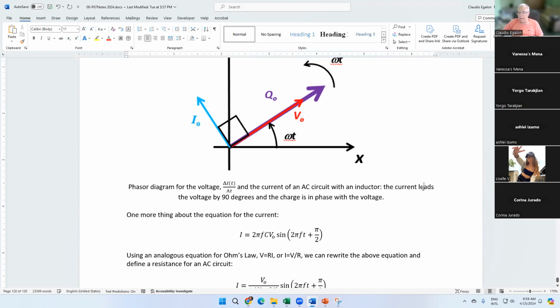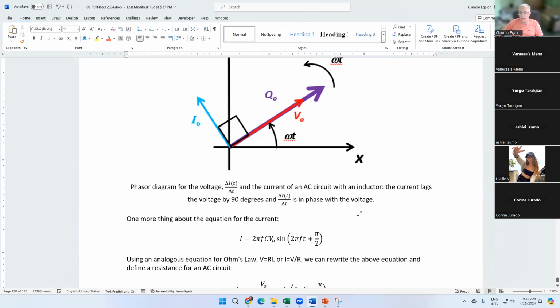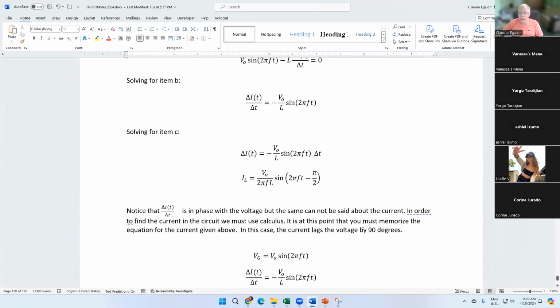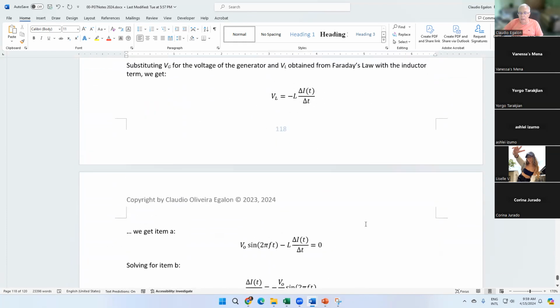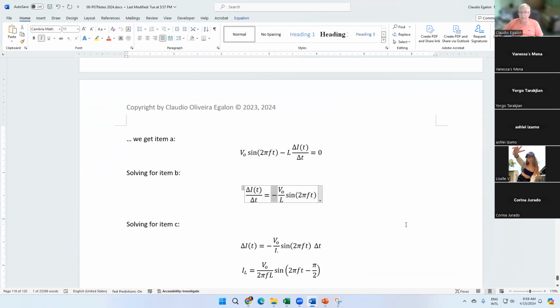The current lags the voltage by 90 degrees, and delta I over delta T is in phase with the voltage. Let's see if it's in phase. Actually, it's not in phase. Actually, it has a negative sign here, okay? So the right way of doing that is to state that delta I over delta T is 180 degrees off phase with the voltage. Okay?